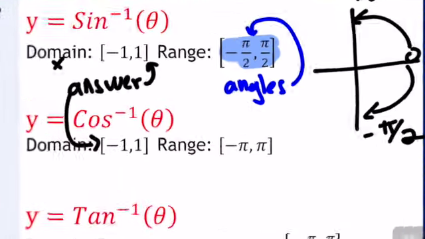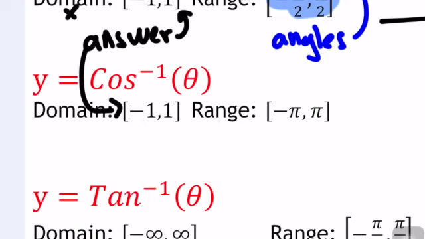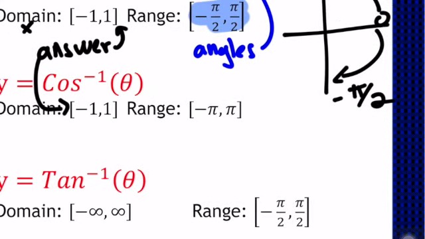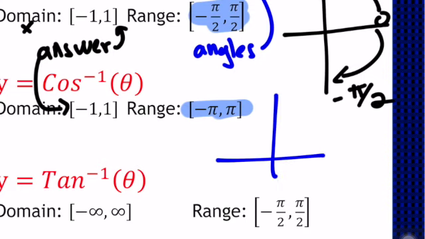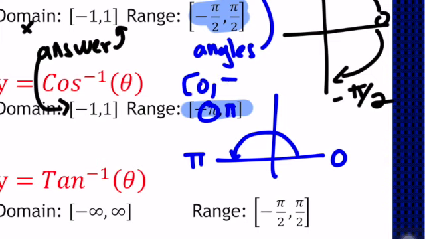Okay, so let's see. y is equal to the cosine inverse of theta. Same thing. The only difference with cosine is that the angles that you're going to give are going to be in between -pi and pi. So your angles are only going to be from, there's a mistake there. This should be 0 to pi. Yep, it starts at 0, and -pi and pi are the same thing. It goes from 0 all the way to pi. So let's go ahead and cross that out. This should be 0 all the way to pi.